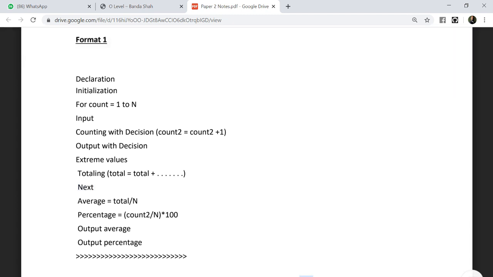That's it. So this is a generalized format which will be applied to all the questions that have a fixed number of inputs, where we know how many times we have to input. For example, input temperature for 365 days, input marks of 200 students, and so on.